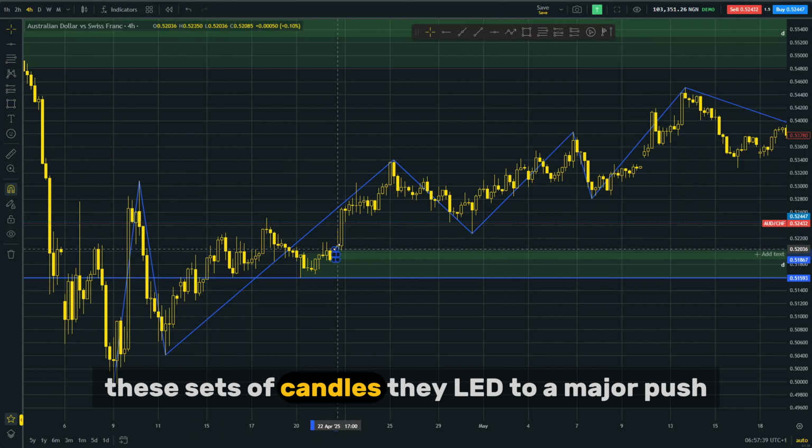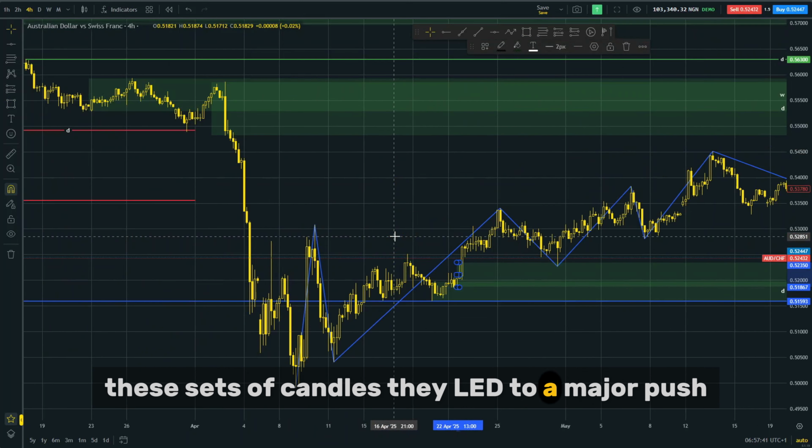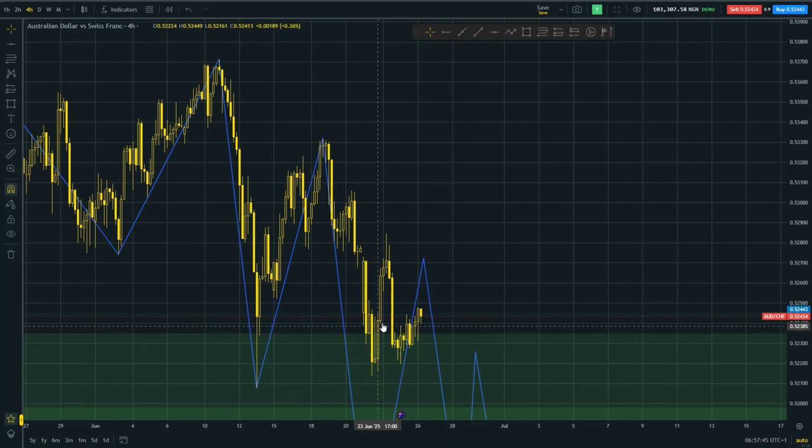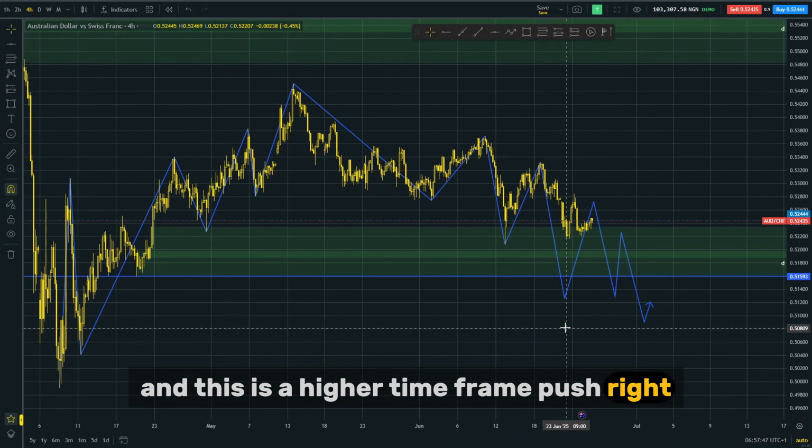These sets of candles, they led to a major push. Obviously price has mitigated one already, and this is a higher time frame push, right? Don't forget, this higher time frame push is something you should always watch out for, because price is going to mostly respect the higher time frame situation than the lower time frame situation.